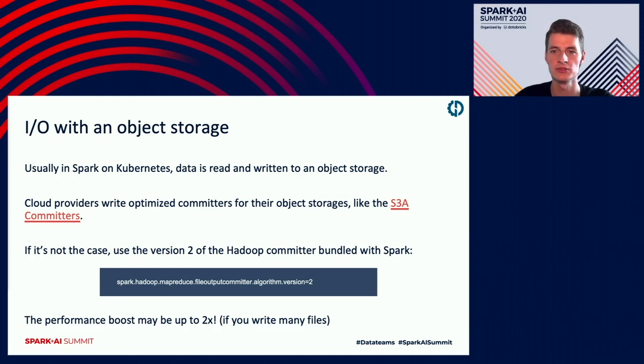So it's important to use a file output committer that minimizes the number of operations. Some cloud providers write optimized committers for their object storage. So make sure to use them if it's available to you. If it's not the case on your cloud provider, just use the version 2 of the Hadoop committer that's bundled with Spark. It works pretty well in practice too.